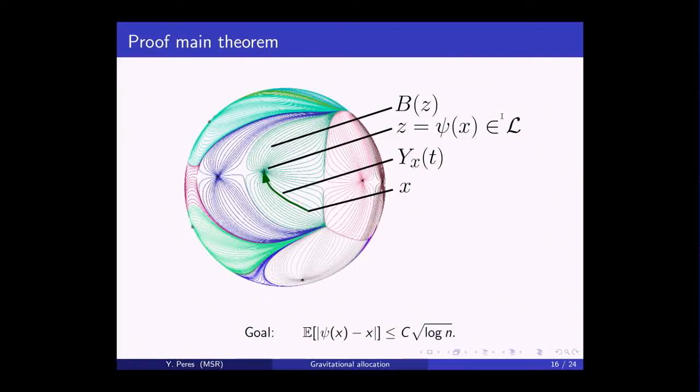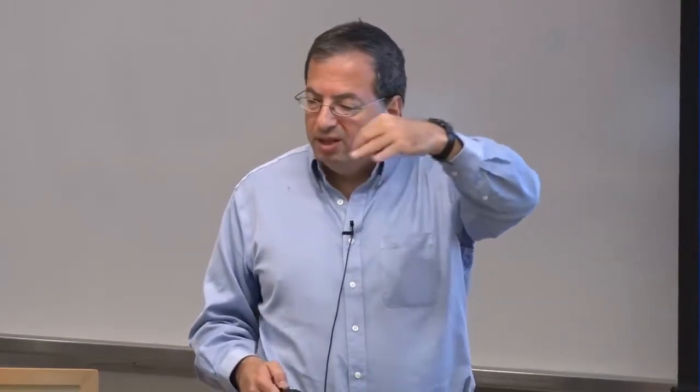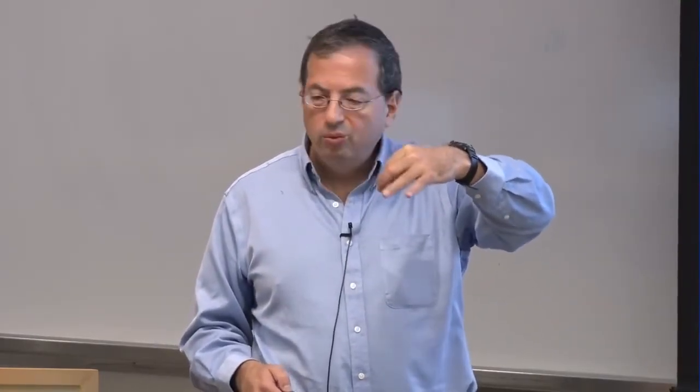Okay, so in the remaining 8 minutes, I want to tell you something about the proof for the allocation theorem. So expected distance root log n. Let me sketch why that's reasonable. The key thing is to understand how large is the force on a typical point. So let's understand the variance of the force on a typical point. Because of the symmetry, if we have a typical point y on the sphere, the expected force on it is 0. So we want to understand the second moment, or equivalently the variance.